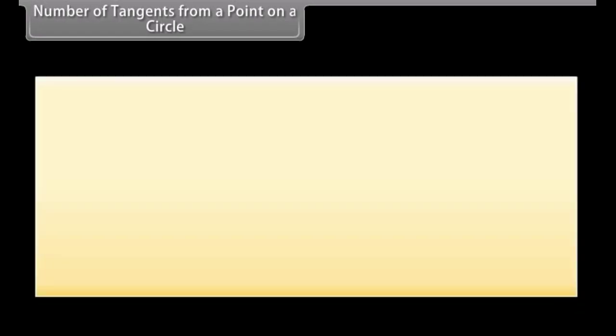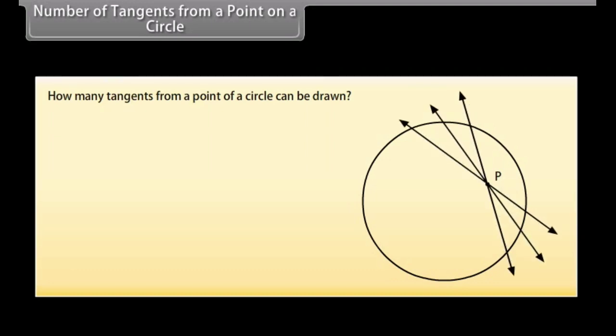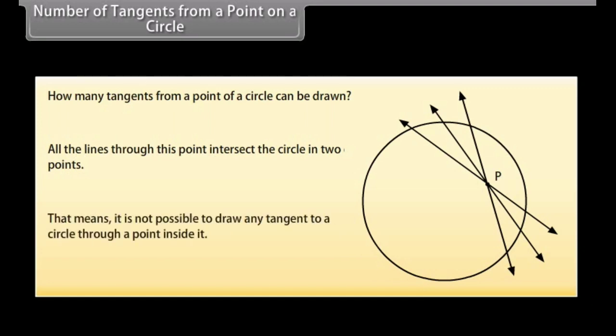Number of tangents from a point on a circle. Can you guess how many tangents from a point of a circle can be drawn? Let's perform an activity to check this out. Draw a circle on your notebook. Now take a point P inside it. Draw lines through this point. We will find that all the lines through this point intersect this circle in 2 points. That means it is not possible to draw any tangent to a circle through a point inside it.